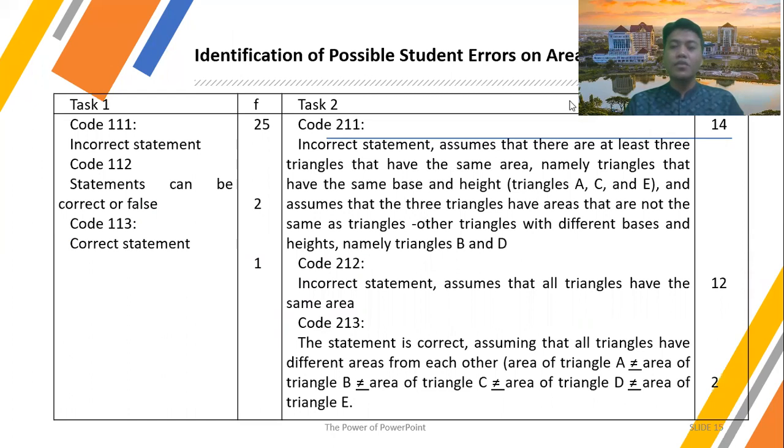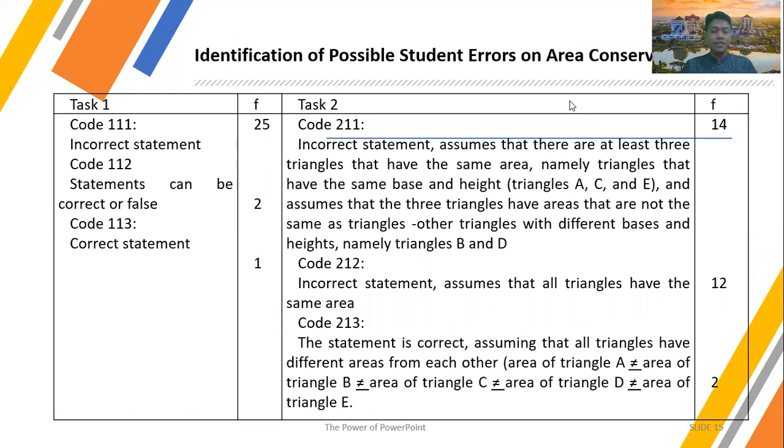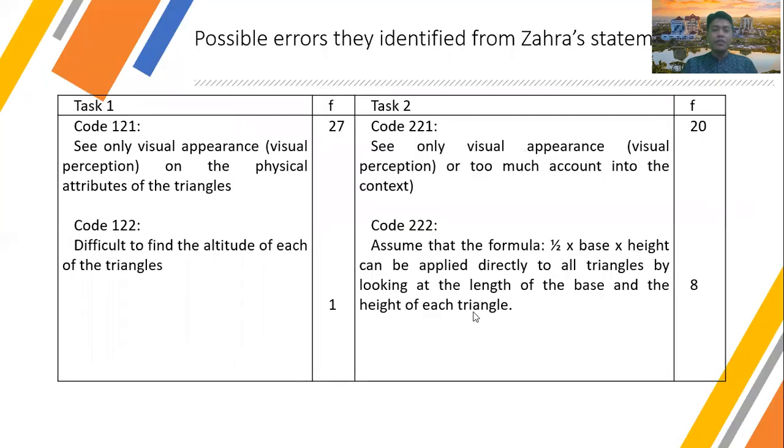First, I would like to tell you about the identification of possible student errors on the area conservation task. As you can see, this table indicates that most of the participant responses are regarded as correct answers, indicated by the response claiming that triangles with the same base and the same altitudes have the same area, like this one. This can be seen from some student teachers' responses.